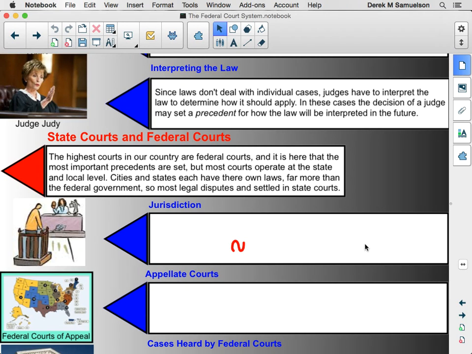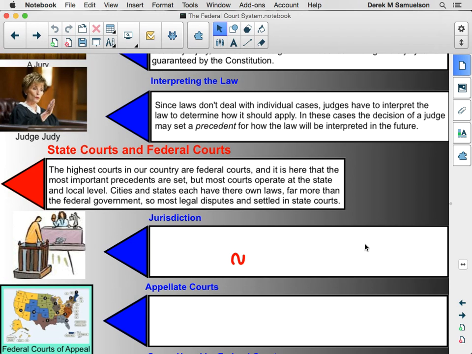However, most courts operate on the state and local level. If you go to court, most likely you are going to a state or a local court. Okay, you're going to traffic court, or you robbed your next door neighbor. Shame on you. You shouldn't have done that. But robbery is a state crime. It is not a federal crime. You go to a state court. Now, cities and states each have their own laws. Far more laws than the federal government does. So most legal disputes are settled in those state courts. Homicide, murder, that is a state crime, and you would go to a state court for it.